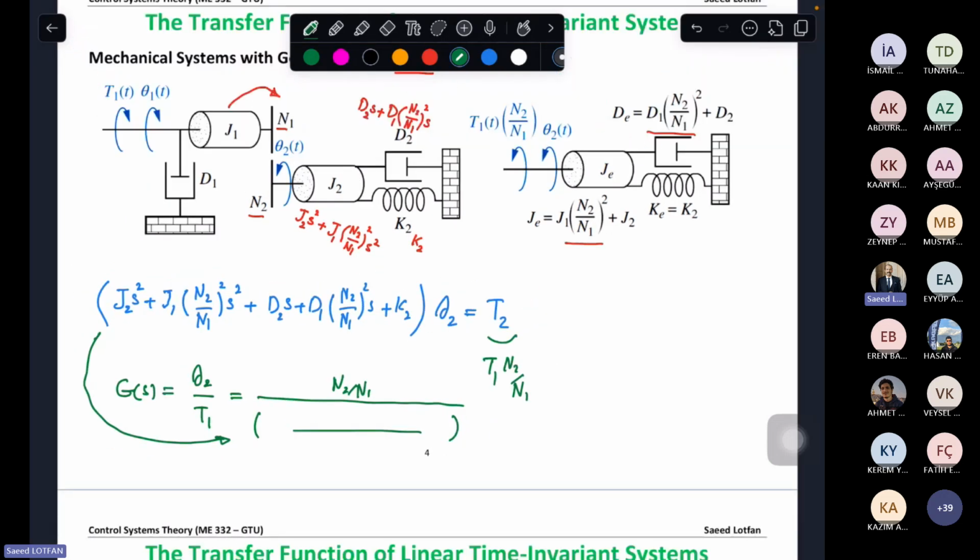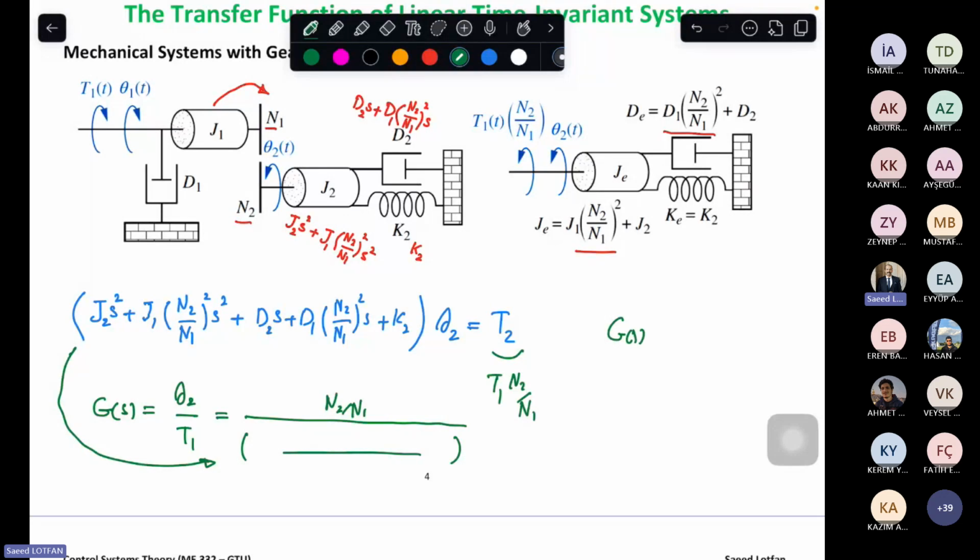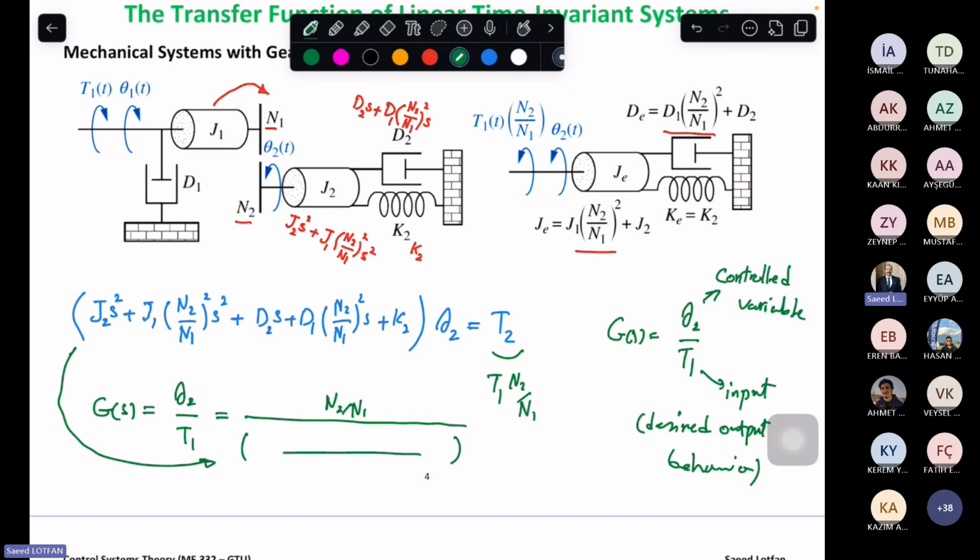So the transfer function here is the output theta 2 over T1. This is the controlled variable. And this guy is the input or desired output behavior, let's say. Any question?